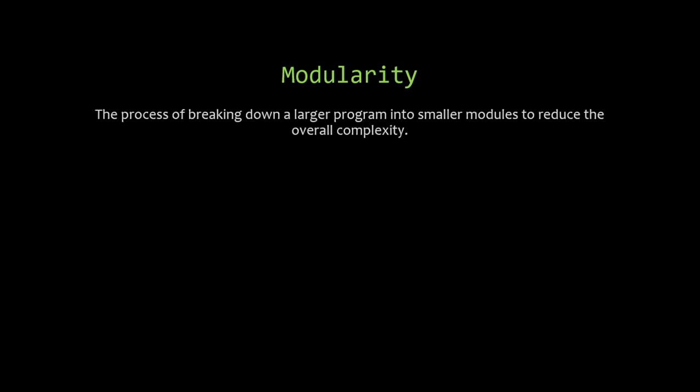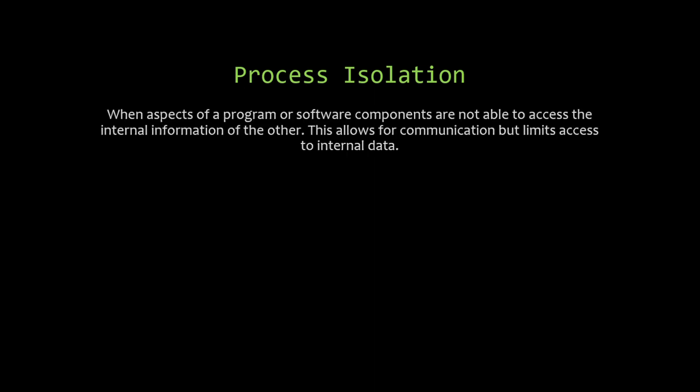Next we have modularity. This is the process of breaking down a larger program into smaller modules to reduce the overall complexity. Essentially just kind of breaking down things into chunks to make it a little bit easier to manage. Process isolation. This is when the aspects of a program or software components are not able to access the internal information of the other. This allows for communication but limits access to internal data. So essentially it allows things to operate simultaneously without one affecting the other.